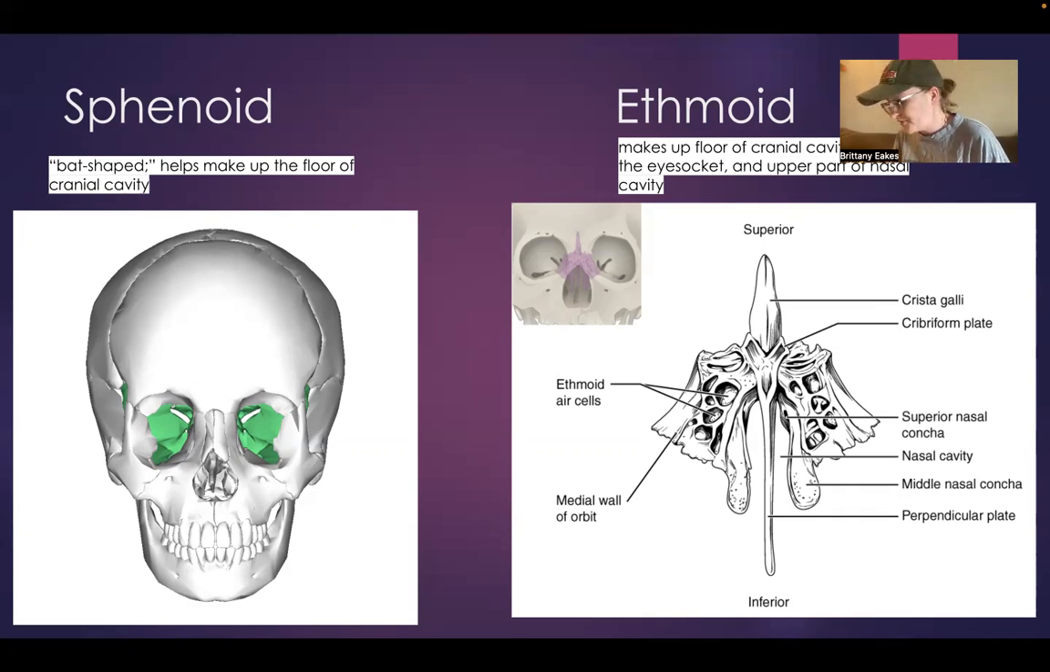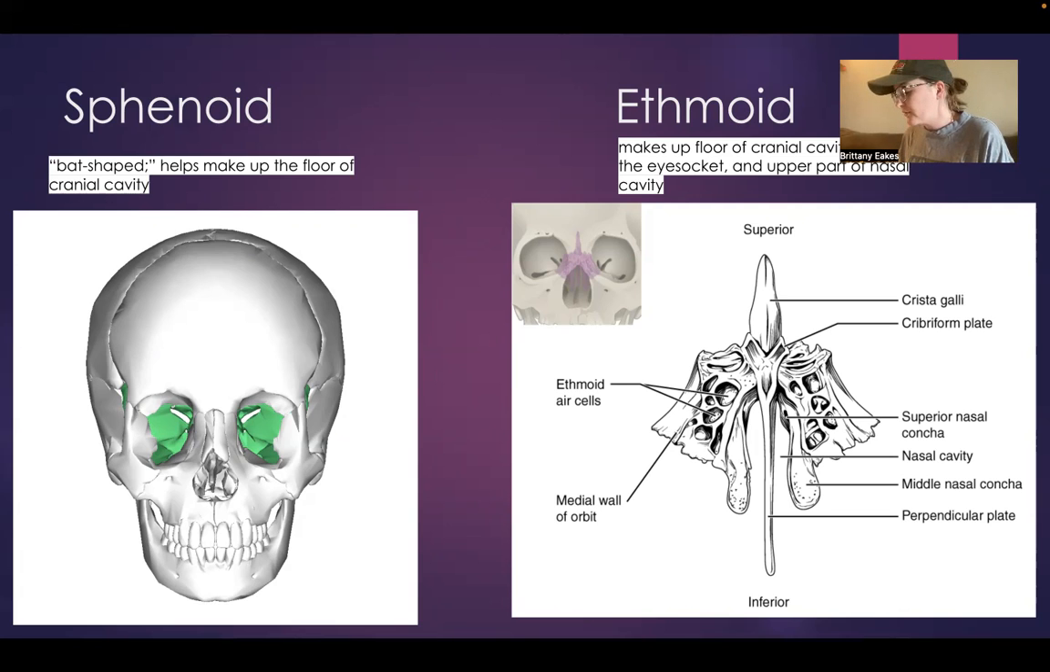The ethmoid bone is sponge-like in appearance, and it's located in the anterior part of the cranial floor, medial to the orbits. The ethmoid bone forms part of the anterior cranial floor, so the front cranial floor. It forms the medial wall of the orbits or eye sockets, the superior portion of the nasal septum that divides the nasal cavity into right and left sides, and most of the superior walls of the nasal cavity, the side walls.